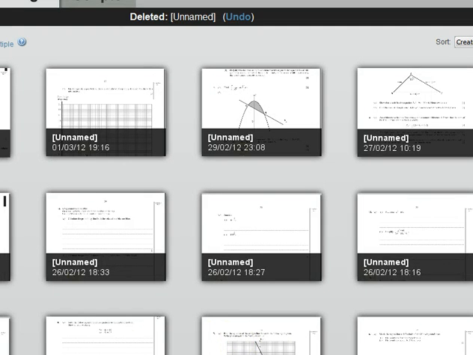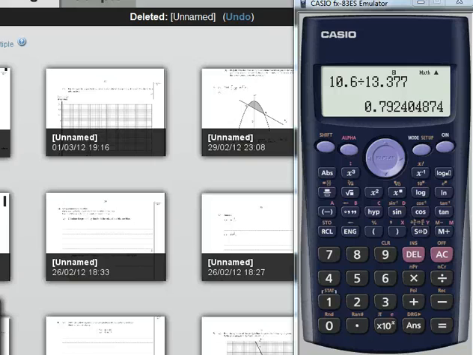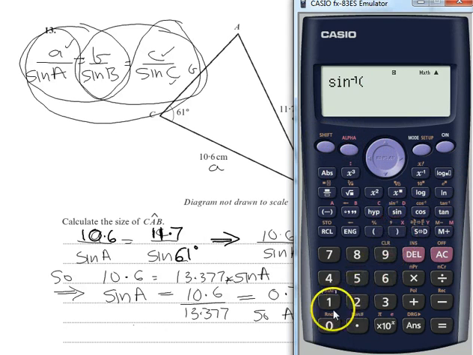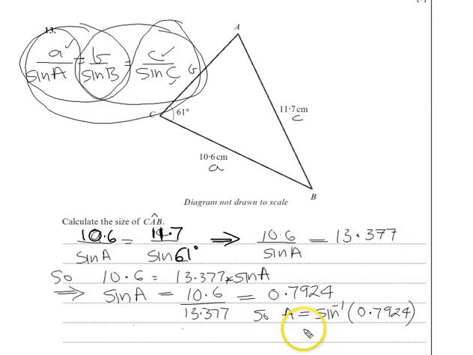Let's do that then. Oops. Helps to get the right sheet coming up, doesn't it? So let's get the calculator. So what did we say? We said shift sine 0.7924, I think it was. 0.7924 bracket equals 52.41. Now we can round to 2 dp, 52.41 degrees. So A in our diagram, which is here, I can put down 52.41 now.